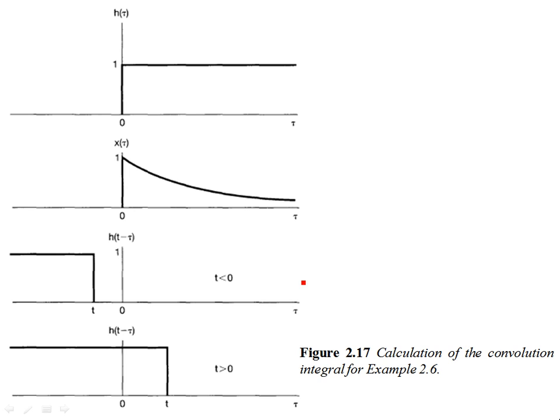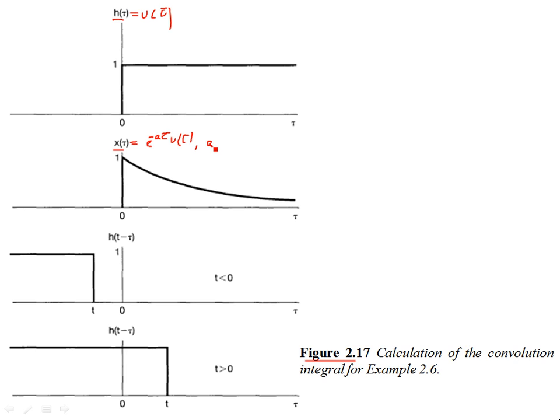The integrand is 0. This is also depicted in figure 2.17. And this is for h tau, which is primarily u tau. This is a unit step function. And for x tau, this was a decaying exponential of the form e^(-a tau) u(tau). So this is decaying with the variable tau, and a is a positive quantity.